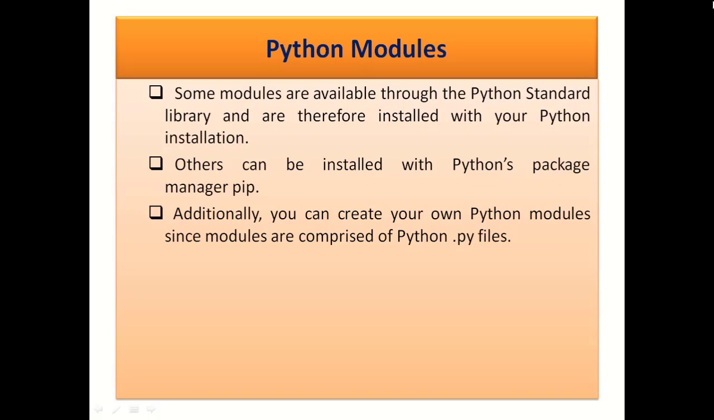Some modules are available through the Python standard library and are therefore installed with your Python installation. Some Python modules are already inbuilt or integrated along with the Python interpreter, whereas the other modules need to be downloaded and installed. So whatever modules are readily available can be directly used, and you can use the functions within that module. We will see later on how we can do that. Others can be installed with Python's package manager PIP. So PIP is the Python package installation program which can be used for installing the other modules which are not included within the Python interpreter.